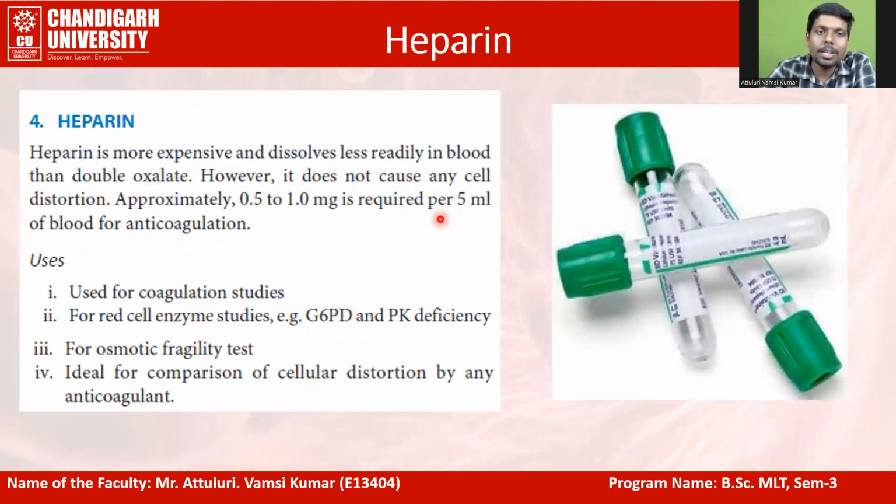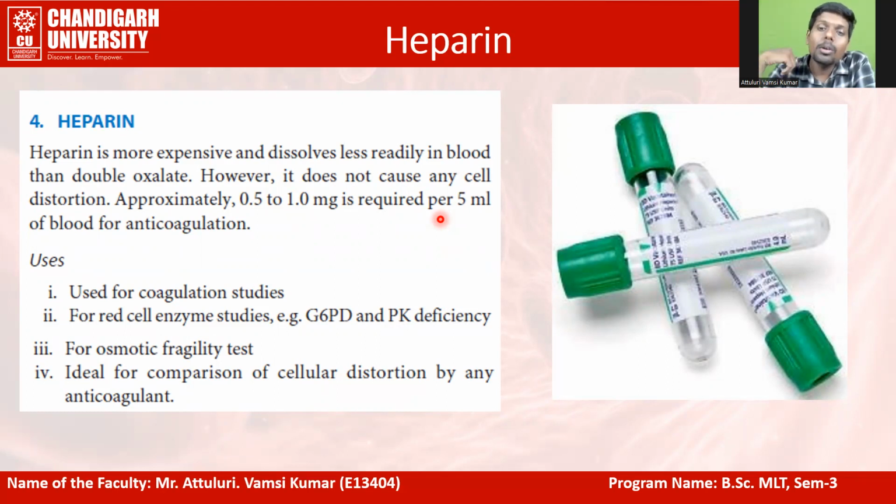As we already know, heparin is a natural anticoagulant which is secreted by the basophils. So there is an added advantage of heparin compared to all other anticoagulants. Since it's a natural anticoagulant, it won't interfere with the laboratory reagents that we are using. So the accuracy of the results will be almost precise. There will be no error in the lab results if we are using heparin.